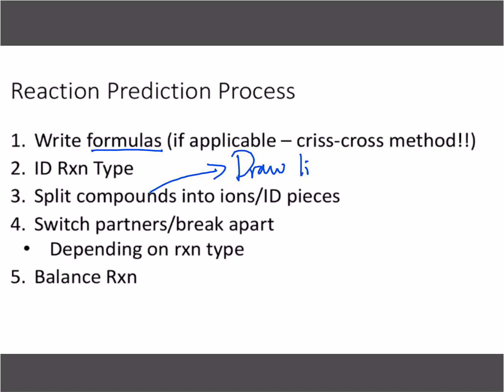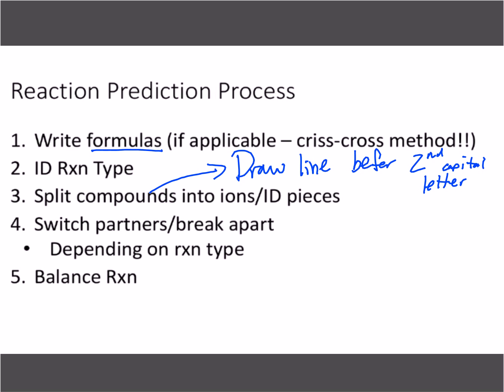And how do we know where to draw the line? We're going to draw the line before the second capital letter, which really, guys, means the second element. That's really what we're talking about. When you get to a new element, that's where we're going to split it up into what comes first always. What ion comes first always? The cation always comes first. The anion always comes second. Once you identify it and you know what pieces you have, then we're going to switch partners or we're going to break them down depending on what type of reaction we have. And then the last step, guys, we're going to balance the equation.